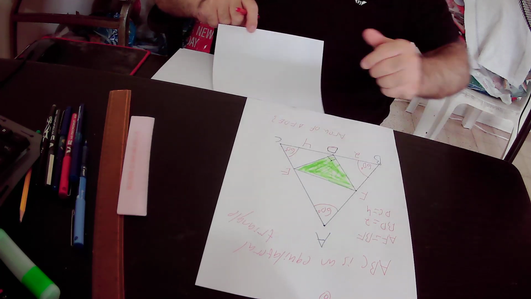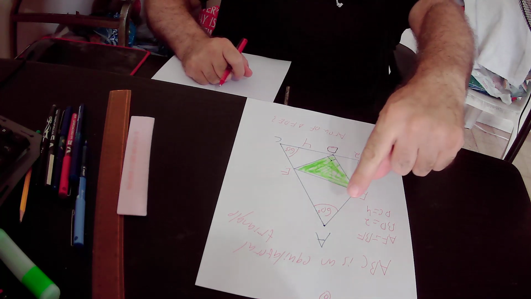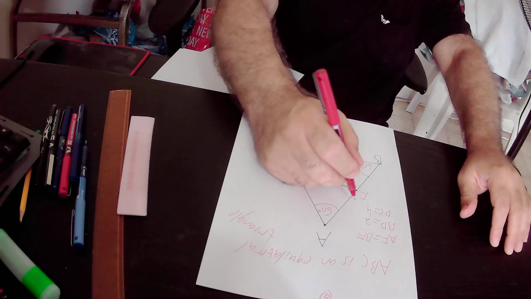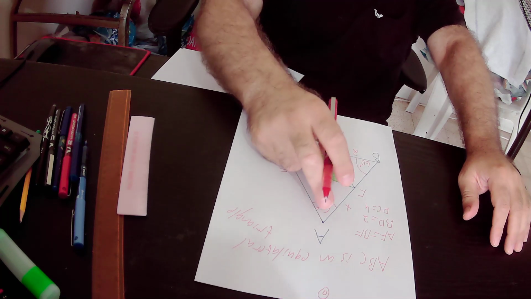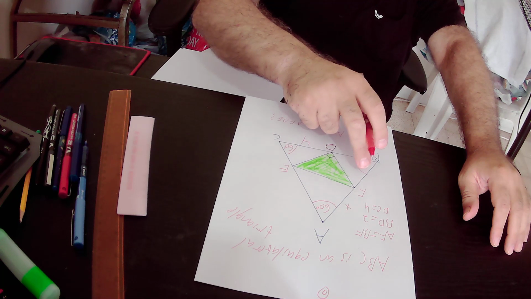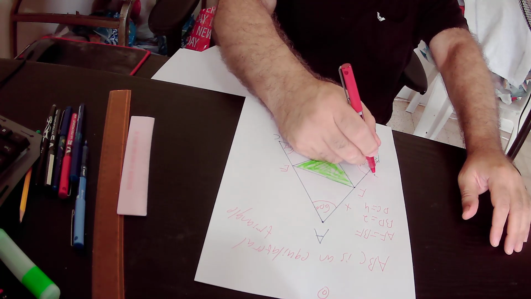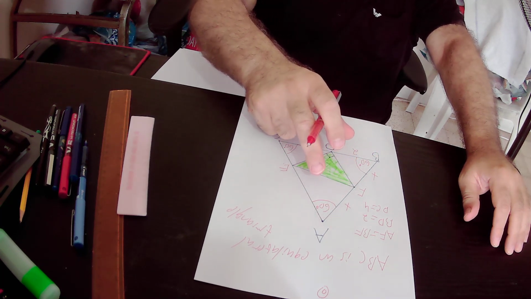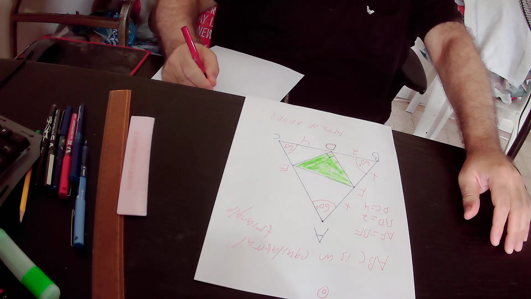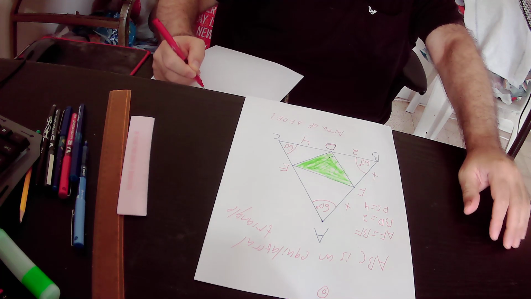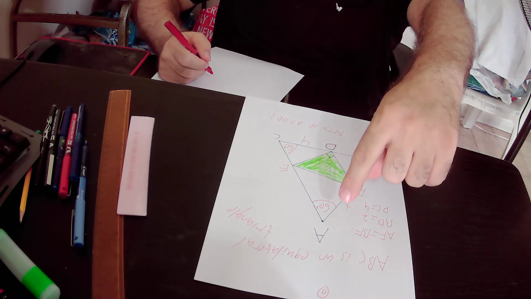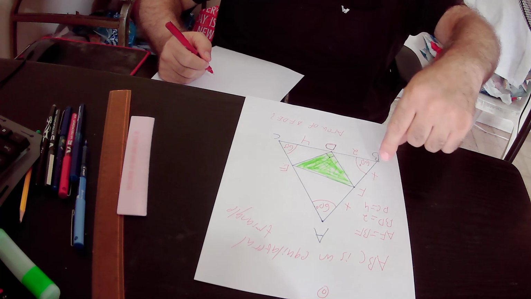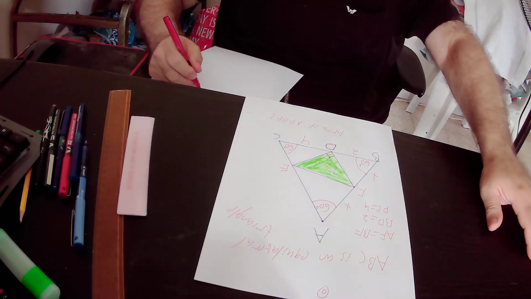Okay, but we know that AF equals BF and AB equals 6 units, so we define AF as X. If AF equals X and AF also equals BF, then BF also will be equal to X, and we know that AF plus BF equals AB, that is to say X plus X, so AB equals 2X.